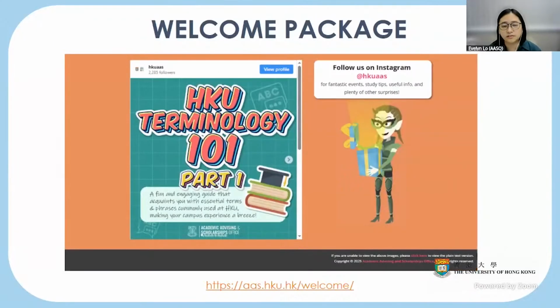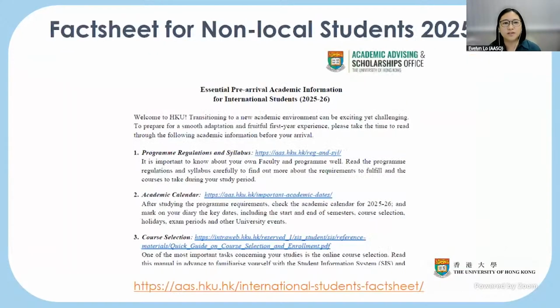And we also have our Instagram. And we have also prepared a fact sheet for you, with basic information. You will receive this link in the email that we will send later too.